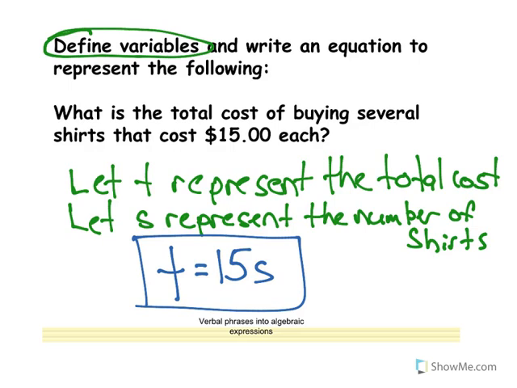What's the cost of 10 shirts? Right? Same thing, sub in 10 for S. Someone could say, well, if you spent $90, how many shirts did you buy? Well, now you'd substitute 90 for T. You divide both sides by 15, you get S is equal to 6. So when we see "define variables," that's what we're talking about.